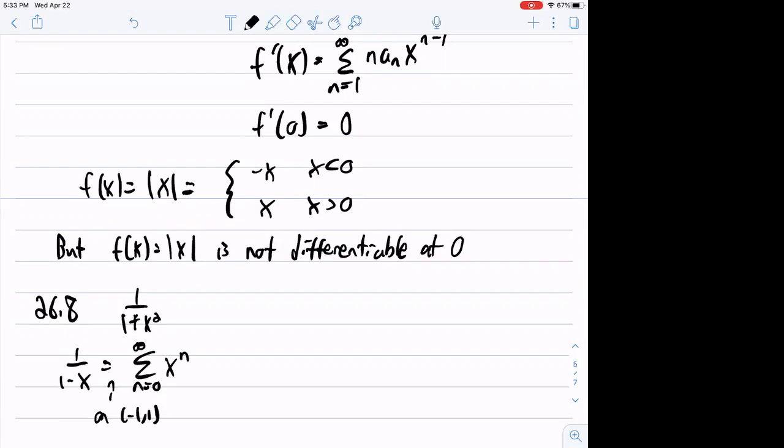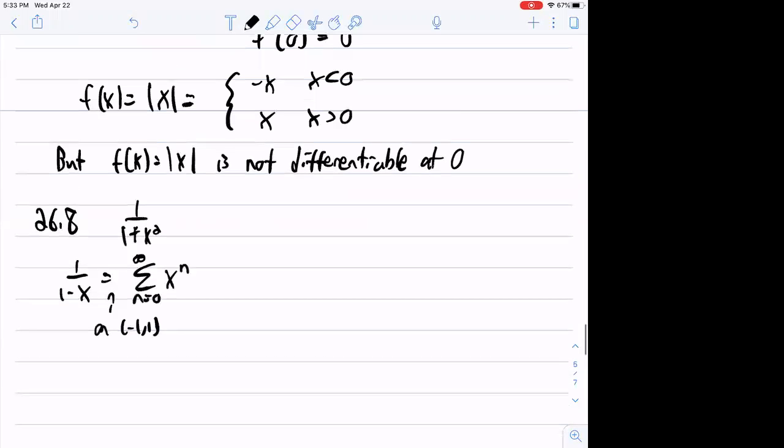So I need a minus something, right? I need something like 1 over 1 minus. Well, how do I get a minus? Well, I do this. This is 1 over 1 minus negative x squared. And then this is now the series.